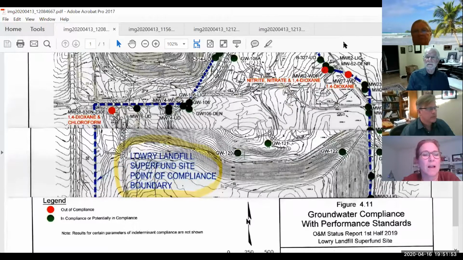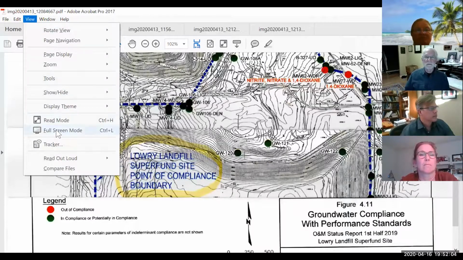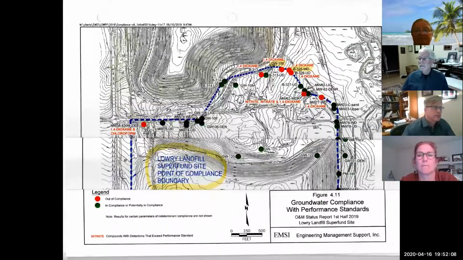Okay, Janine's got it up on the screen, I think. Is that right? Yeah, can you scroll it so that the top of it, the north end, comes into view, to show where the blue line of the boundary is? Can you scroll it down a little? There.